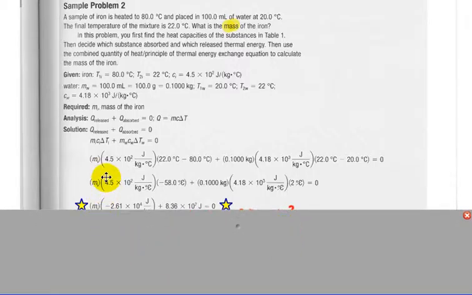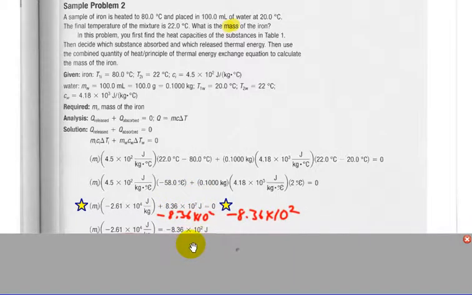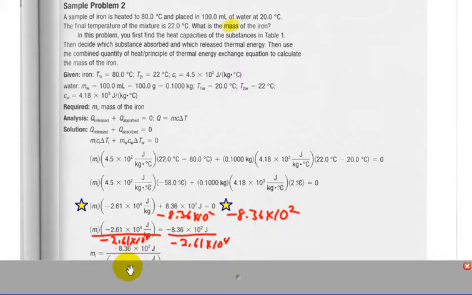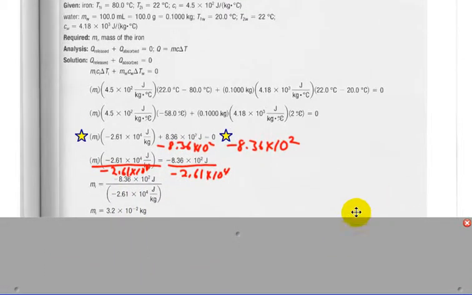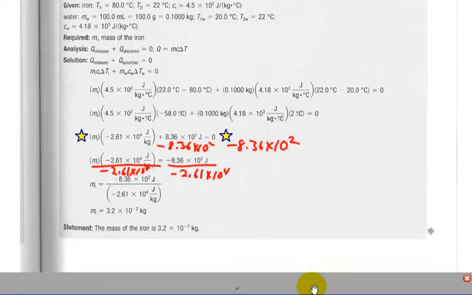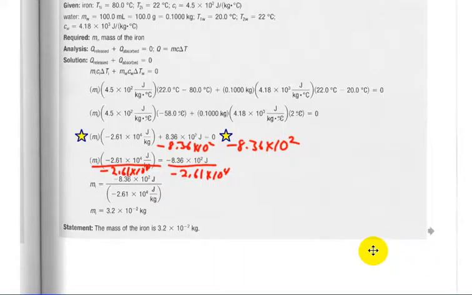Then multiply this all out, 4.5 times that, we get this number. 0.1 times 4.18 times 10 to the 3 times 2, I get that, all equals 0. So of course, take this to the other side by subtracting it from each side, and I get that. And of course, since this is multiply here, divide each side by negative 2.61 times 10 to the 4, and I get 3.2 times 10 to the minus 2 kgs. So the mass of iron is 3.2 times 10 to the minus 2 kilograms.